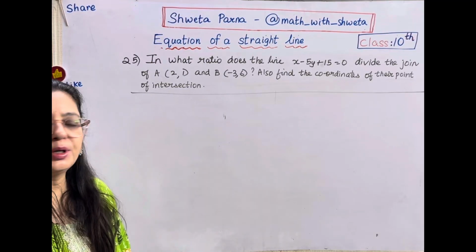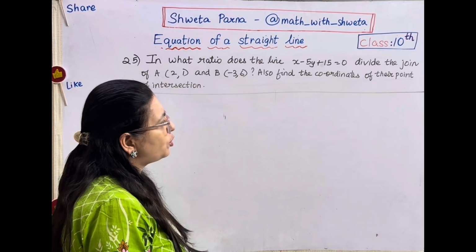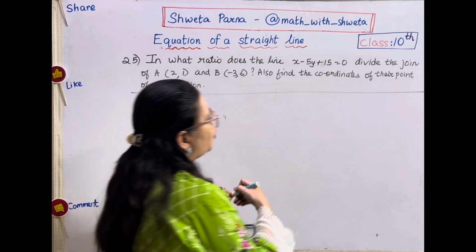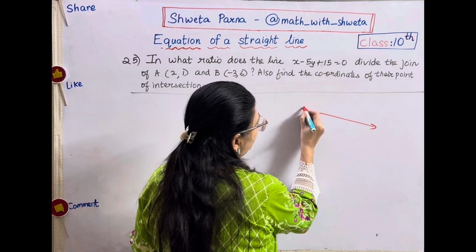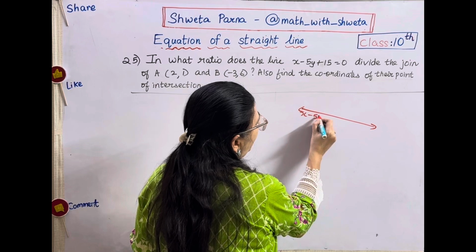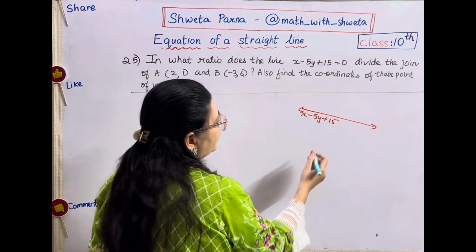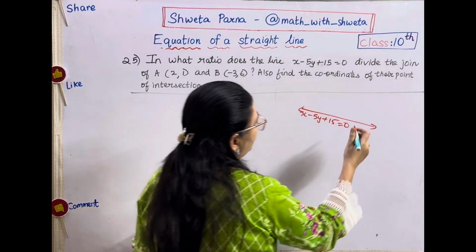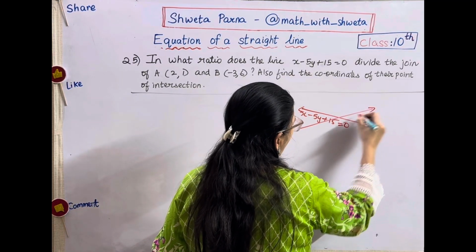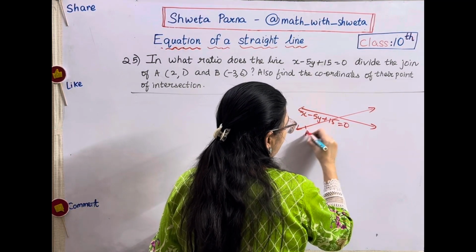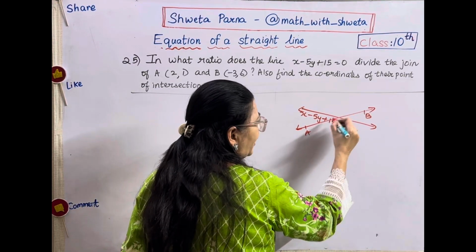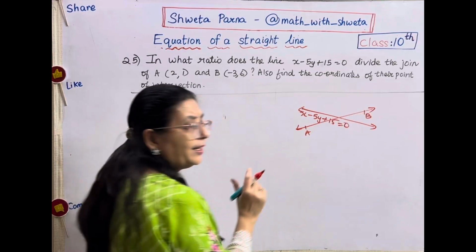Let's go to question number 25. In what ratio does the line, say for example this is the line x minus 5y plus 15 is equal to 0. This is one line. It divides the join of A and B. Say this is A and B, for example, I am just assuming this. At what ratio? You have to find the ratio at what it divides this line.